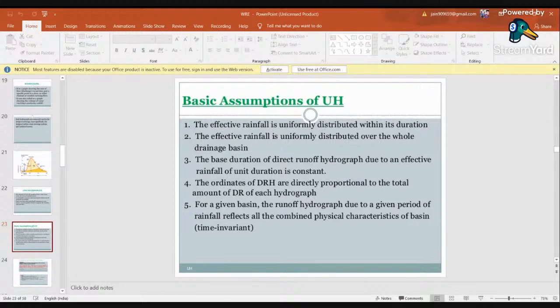The ordinates of direct runoff hydrographs are directly proportional to the total amount of direct runoff of each hydrograph. For a given basin, the runoff hydrograph to a given period of rainfall reflects the combined physical characteristics of the basin, which are time invariant. Basin time invariant.